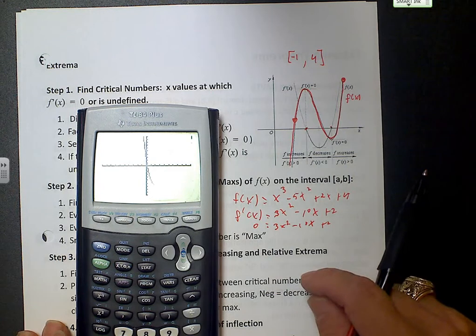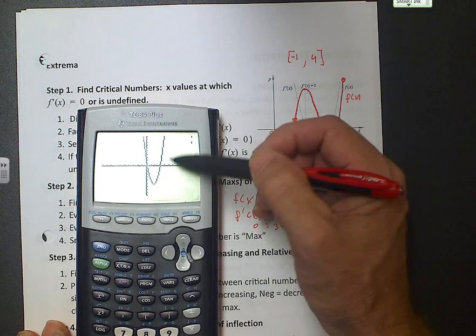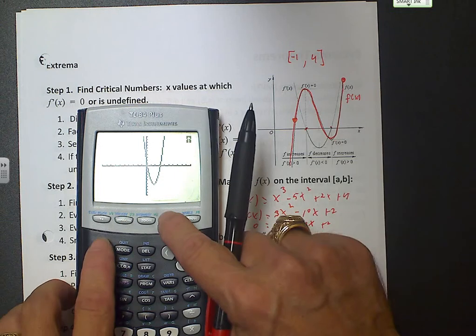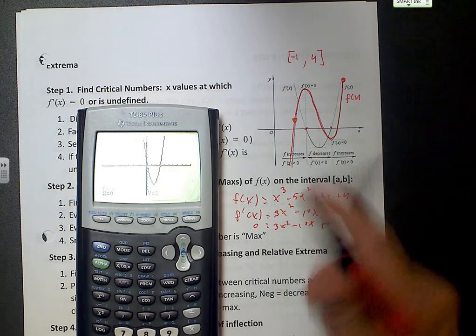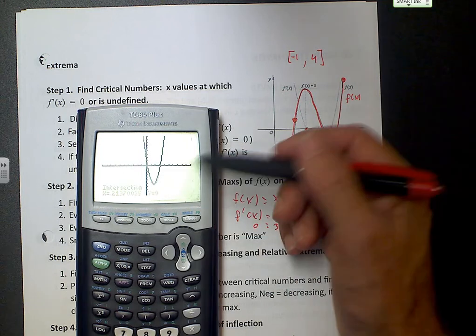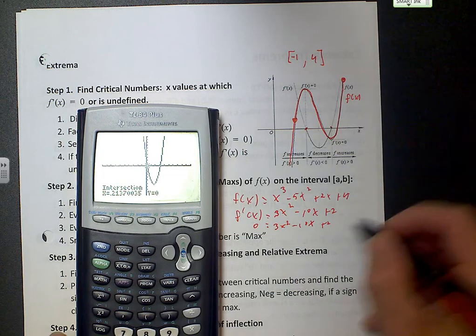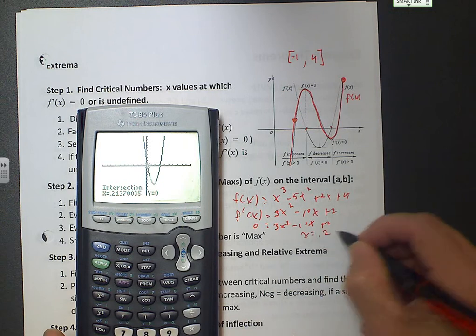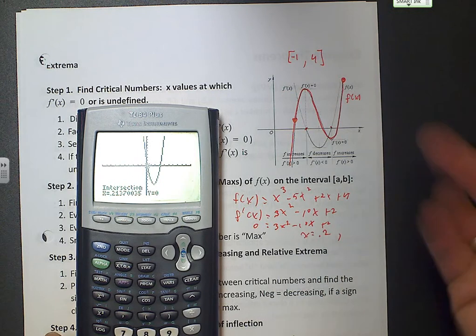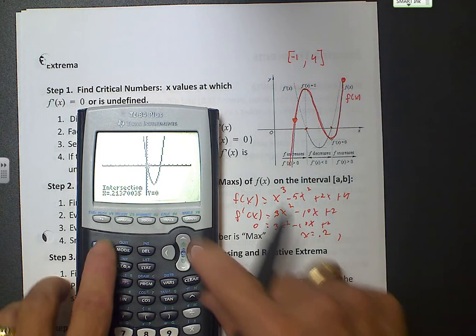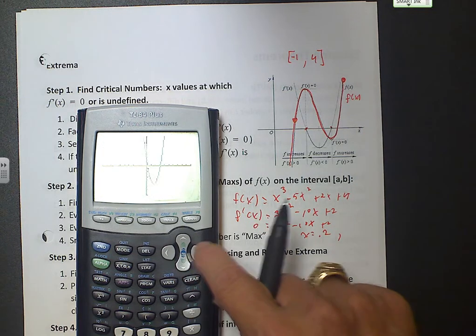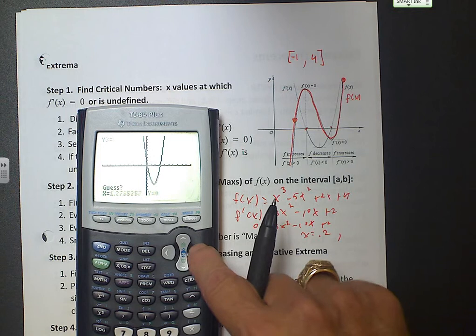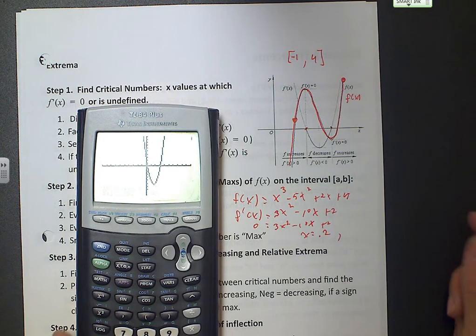So it crosses at that point and that point. Second trace, intersect. Enter, enter, enter. At 0.2. We'll say 0.2 for right now. Okay? And my critical point is 0.2, and the other one is second trace, intersect, enter, enter, scroll over to the right-hand side. 3.1.